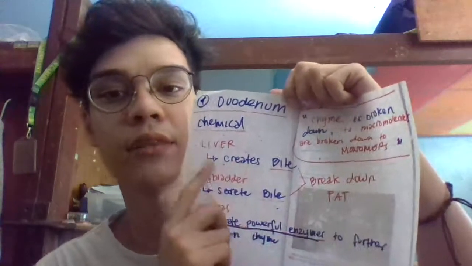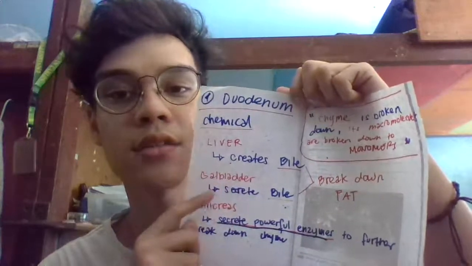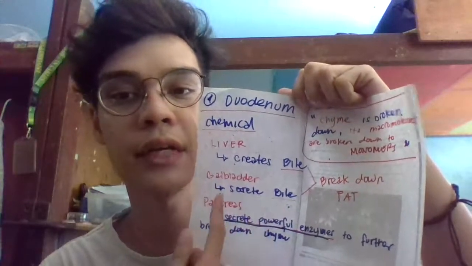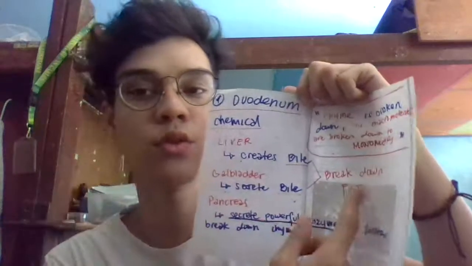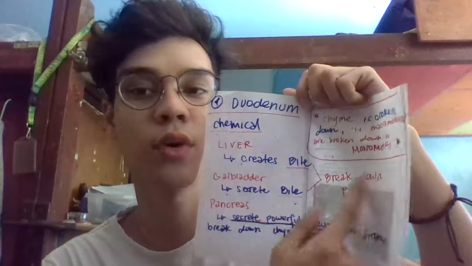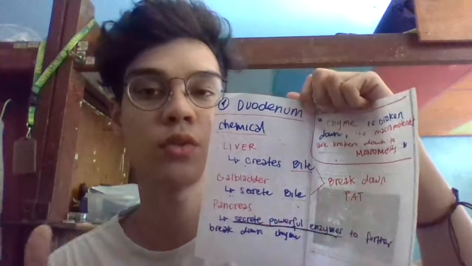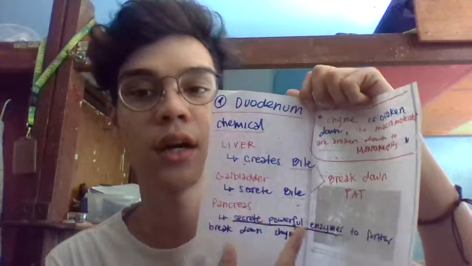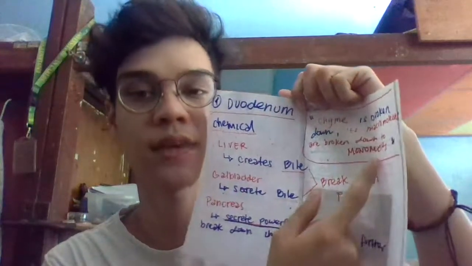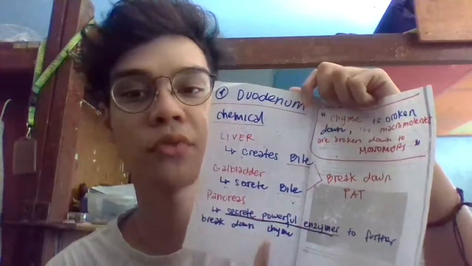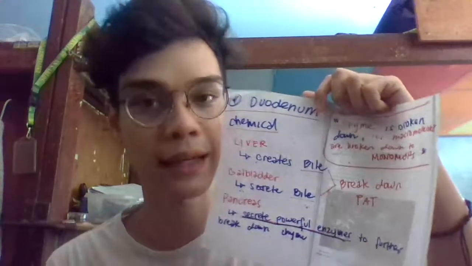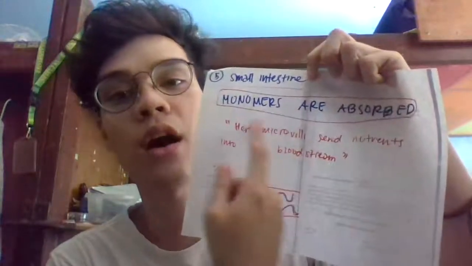So here, the liver creates the bile. The bile is stored within the gallbladder, and the gallbladder is responsible for secreting bile. The bile is used to break down fat. When fat is broken down, of course, it's turned into even smaller components, which are classified as monomers. And the pancreas also secretes powerful enzymes to further break down the chyme. So after all this, it's now secreted into the small intestine where the monomers are absorbed.